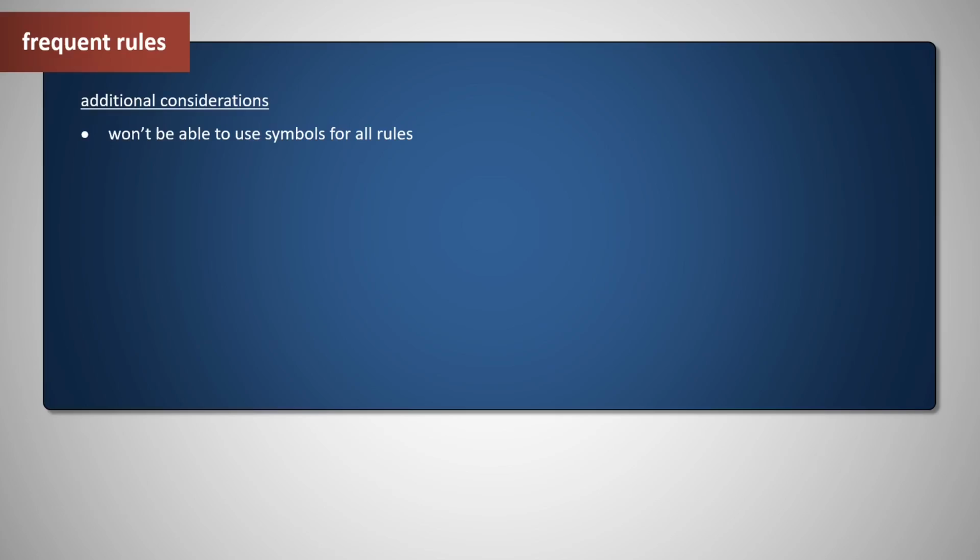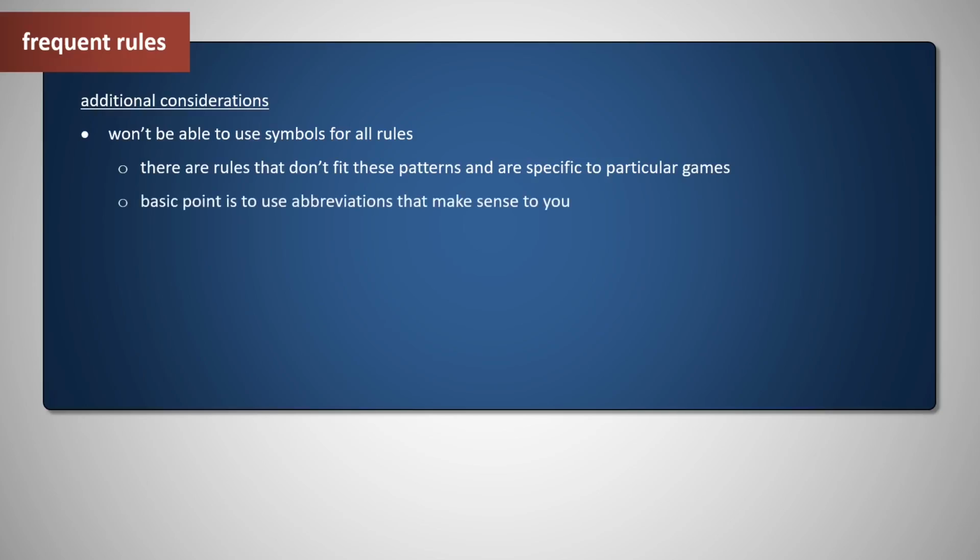So there's certain additional considerations. You're not going to be able to use the symbols for all of the rules. There's the basic rules that have the stuff we went over, but not all of them will use symbols. So there are rules that don't fit these patterns and that are very specific to particular games. The basic point is use abbreviations that make sense to you. If you can't use the standard symbols we've been using, there might be another symbol that makes sense to you given that particular rule. And at the end of the day, if you can't think of a symbol, you can simply abbreviate it. Just write it out shorthand.